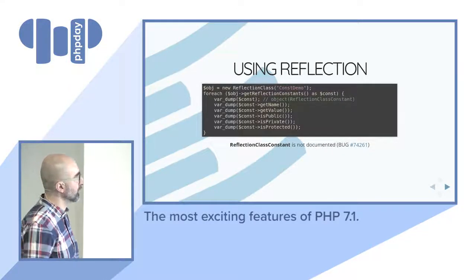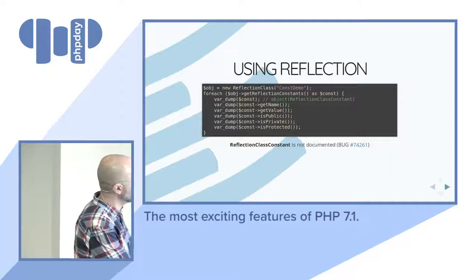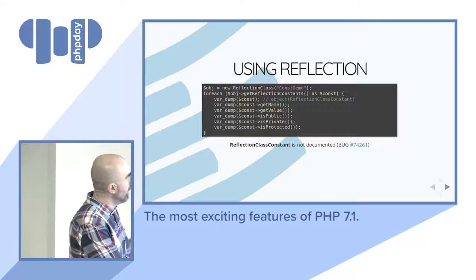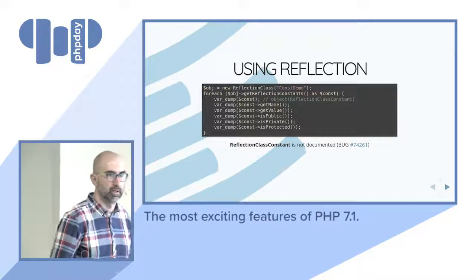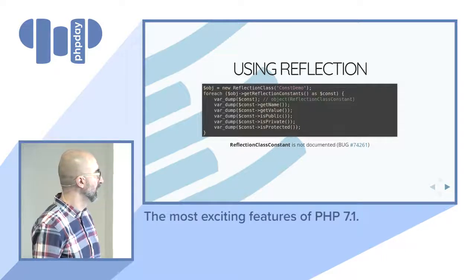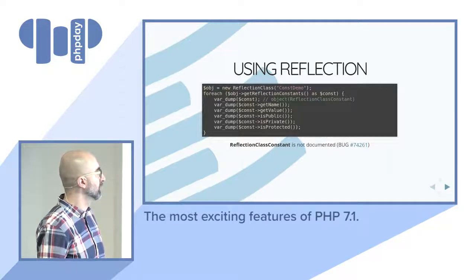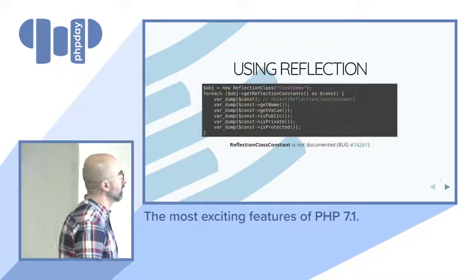It's a nice feature. Anyway, you have a lot of functions here. You can get the name of the constant, the value, and whether the constant is public, private, or protected. I just put this slide because I think it's interesting for debugging or even to understand what's going on in your code.